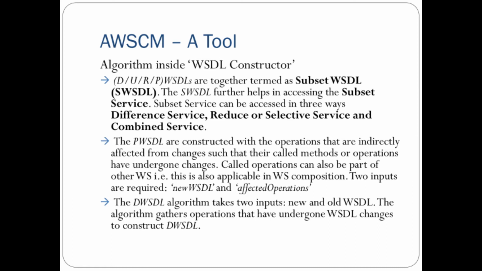Then the DWSDL, the difference WSDL algorithm, takes two inputs, the new and old WSDL. The difference WSDL checks what has changed between the new version and the old version of the WSDL, and gathers the operations which have undergone changes at the WSDL level. The changes that happened at the WSDL level are captured in the DWSDL, and this helps to construct the DWSDL.